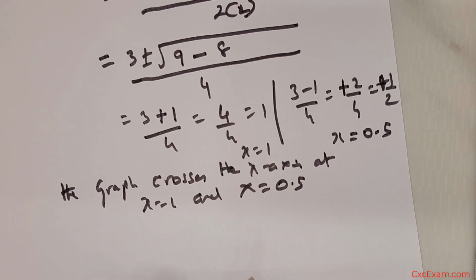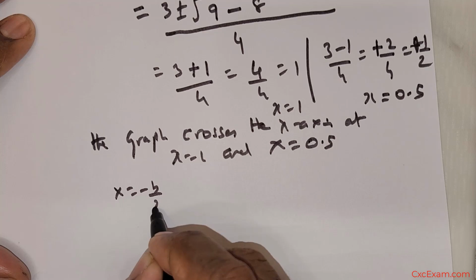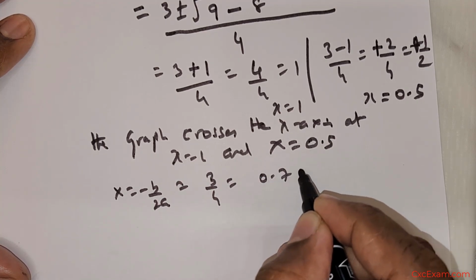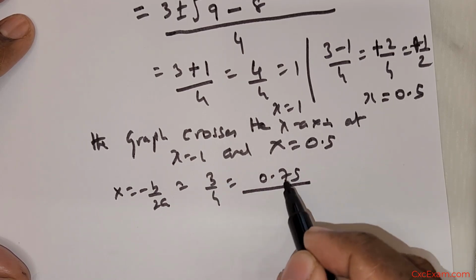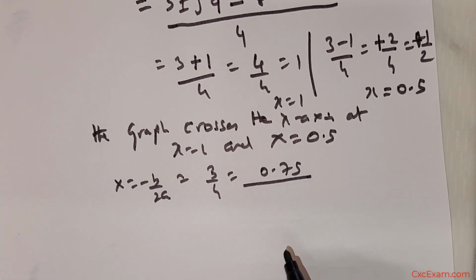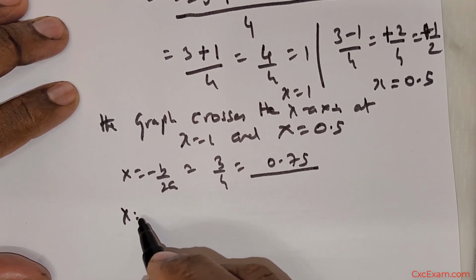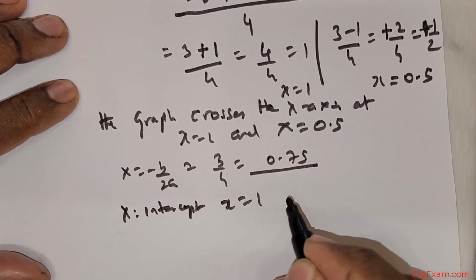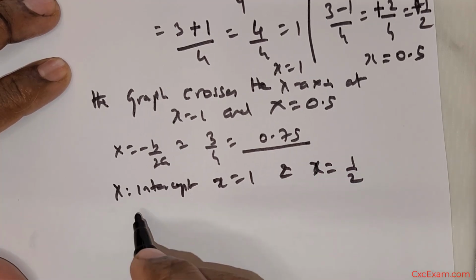Now if you remember, I got the axis of symmetry. x is equal to -b/2a is 3/4, which is nothing but 0.75. Now we can represent it like this or like this. I will use this one to plot the point on the graph. So we have the following. What are the things we have? We have got the x-intercept. The x-intercept is x is equal to 1 and x is equal to 1/2.